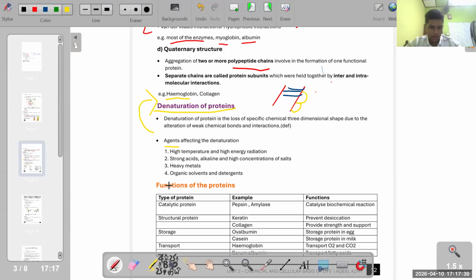They have given four agents below. Those four agents are the ones causing it. Let's see what the agents are. High temperature, high energy radiation. Now, have you learned in your chemistry that if any energy is supplied in excess, the electrons start to escape and they are boosted to high energy levels? Have you studied that in your chemistry?